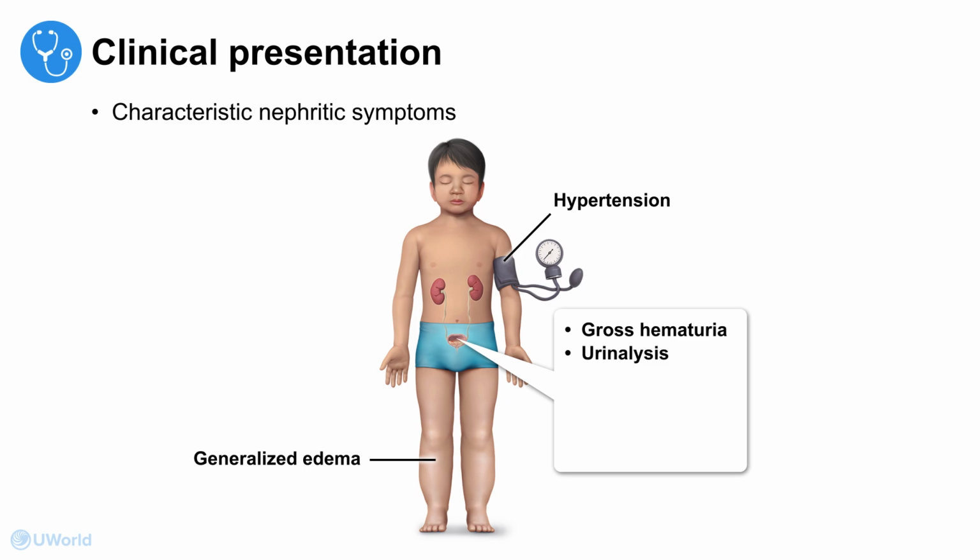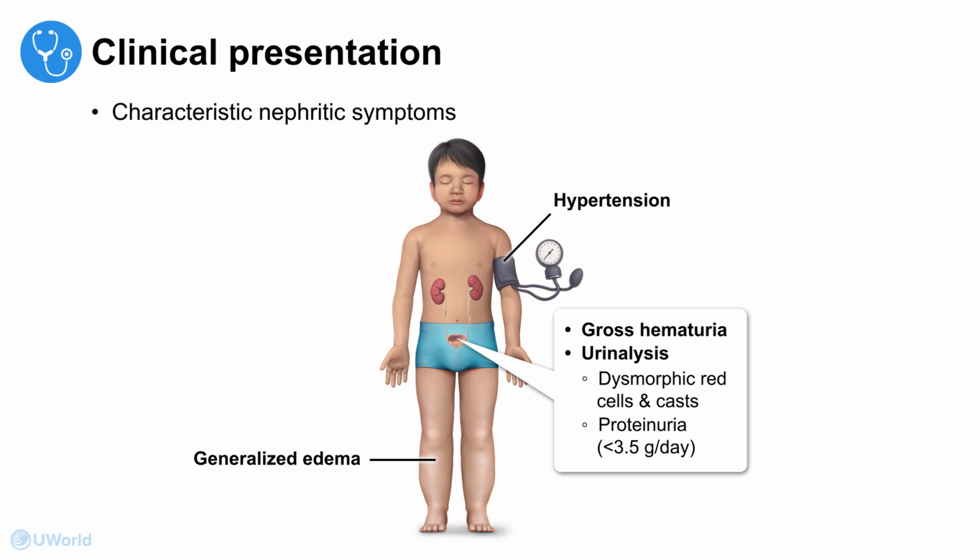Urinalysis shows hematuria, often with dysmorphic red cells and red cell casts that are indicative of a glomerular bleeding source. Other common findings include pyuria secondary to glomerular inflammation and nephritic range proteinuria, which can cause decreased intravascular oncotic pressure and contribute to edema formation.